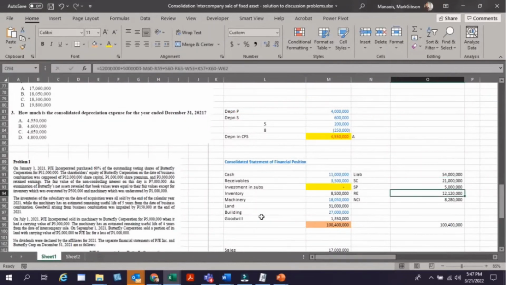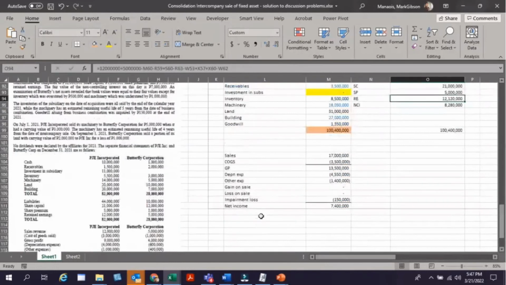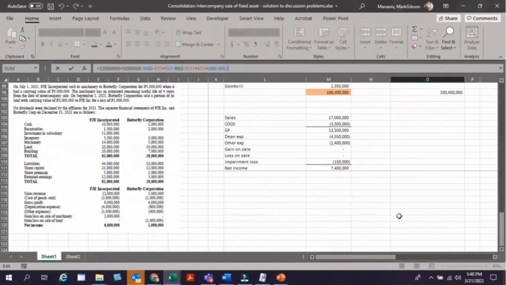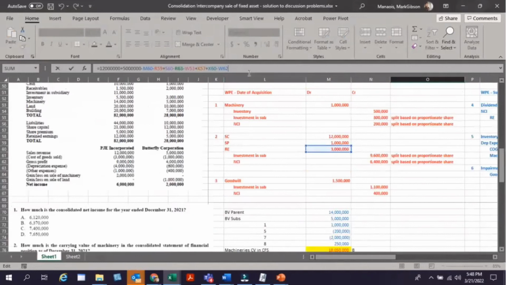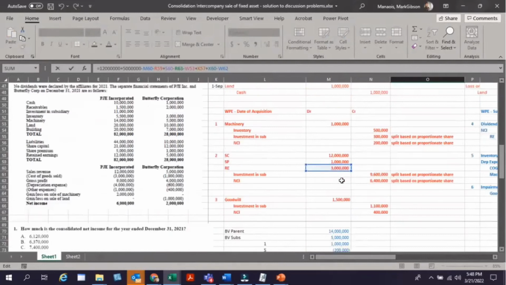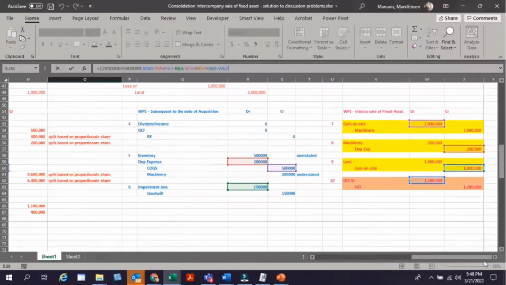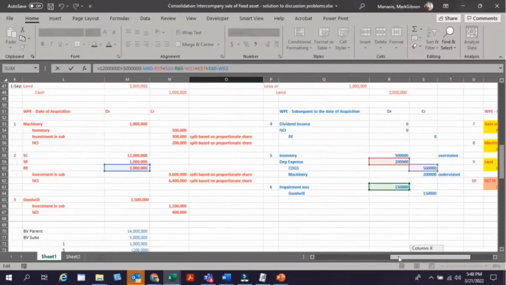Kay retained earnings naman, ito medyo tricky kasi kay retained earnings, you have to add the two, yung 12 million plus 5 million. But at the same time, you have to account for all your working paper entries, which has an impact on your retained earnings. So for example, ito, 3 million, and at the same time, all expenses, that will have an impact to your retained earnings. So depreciation expense, your COGS, the impairment loss, gain on sale, depreciation expense, loss on sale, and then the non-controlling interest share in the net income.